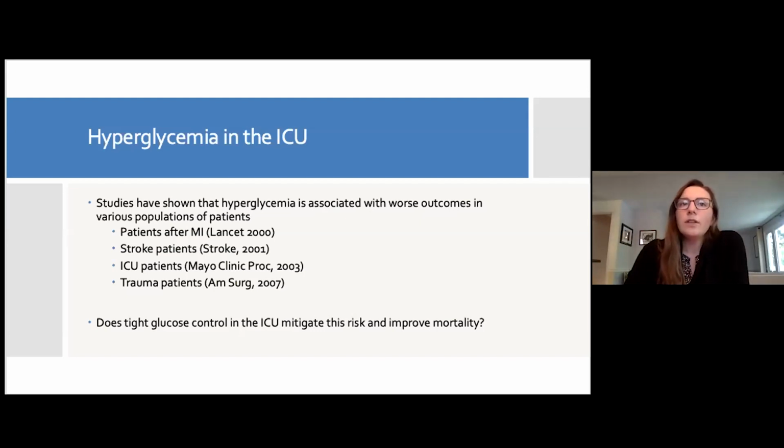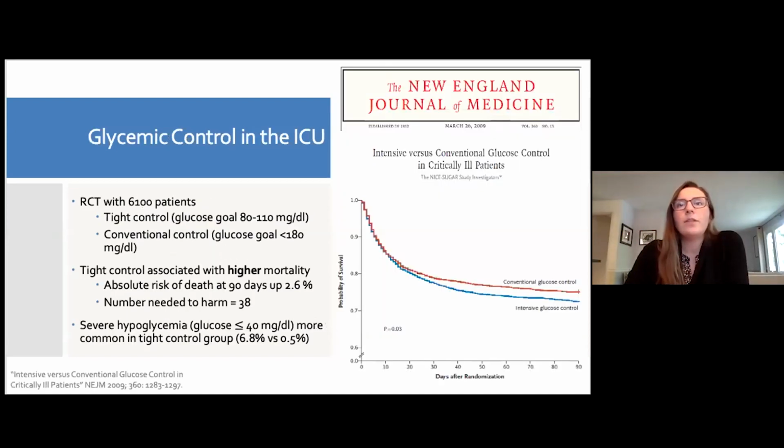And so based off of all of this, the question arose, does tight glucose control in the ICU mitigate this risk and improve mortality? And the answer is no. Based off of a trial from 2009, the NICE Sugar study, an RCT with 6,100 patients actually showed that tight control was associated with higher mortality and increased incidence of severe hypoglycemia.